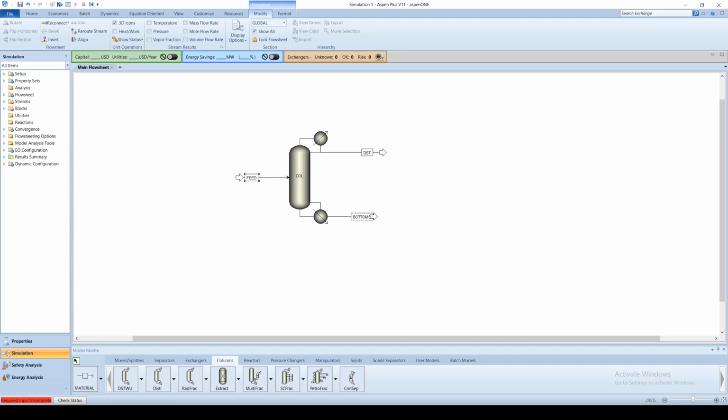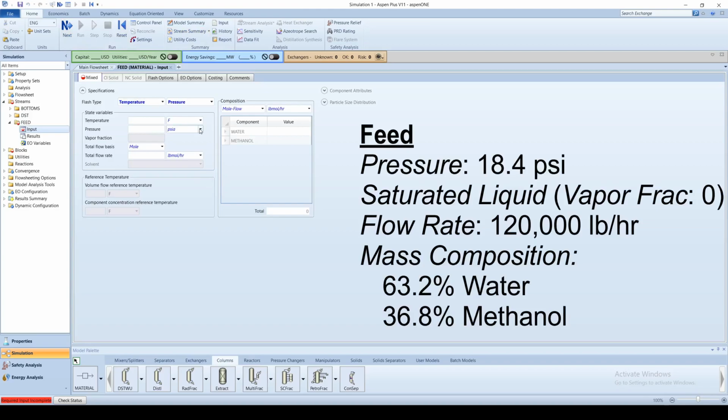Click the blue next arrow to enter the information about the feed. The feed enters at 18.4 psi as a saturated liquid. This means that the vapor fraction of the entering mixture is zero. The total mass flow rate is 120,000 pounds per hour with a mass composition of 63.2% water and 36.8% methanol.